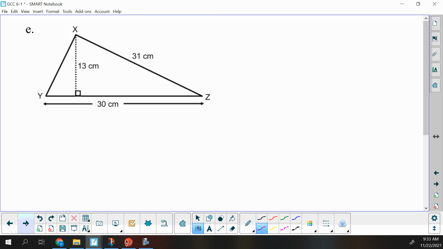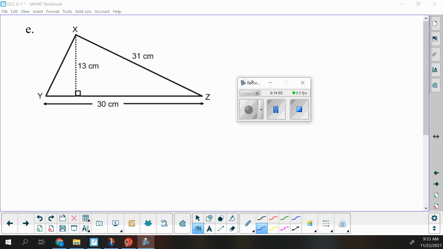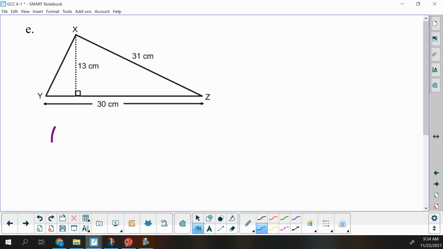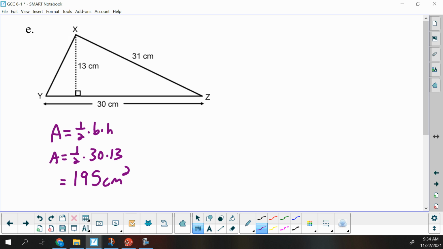All right, moving down to E, we're going to pause the video for 1 minute for you to try this one on your own. Make sure you have units on your answer. So we want to recognize a triangle. We've got area equals 1/2 base times height. Our base and height should form a right angle together, so we're using the 30 and the 13. When you punch that in your calculator, you should get 195 centimeters squared is our units.